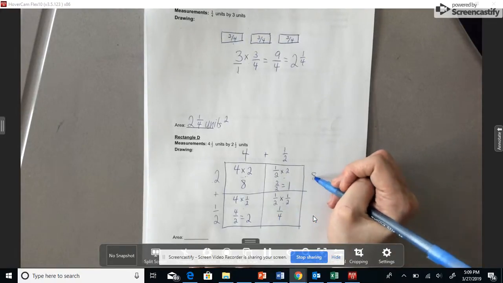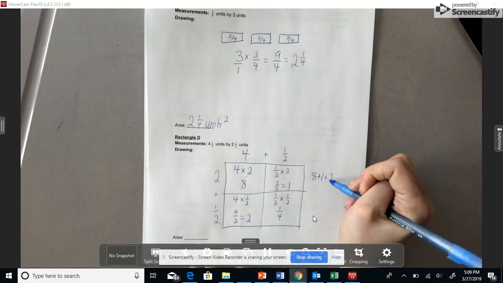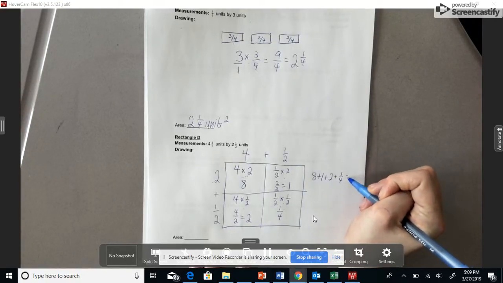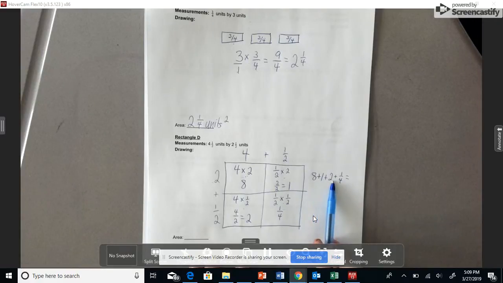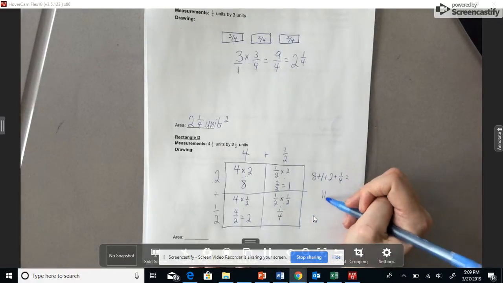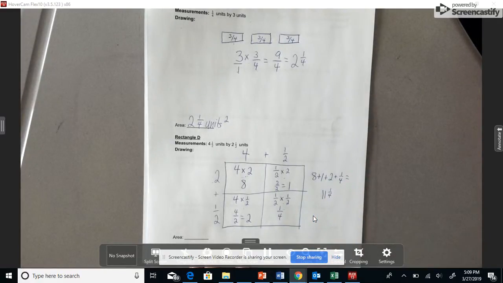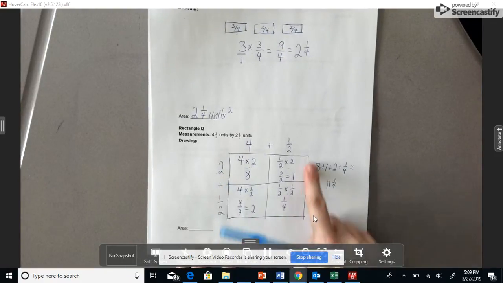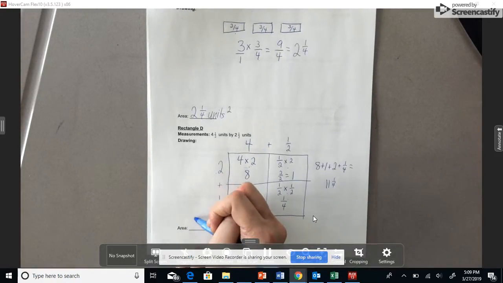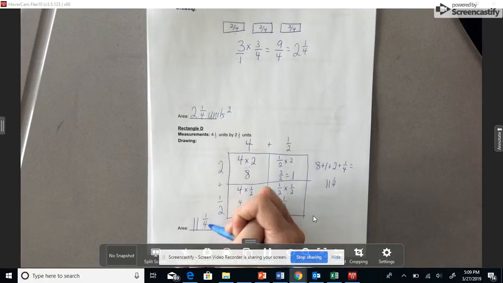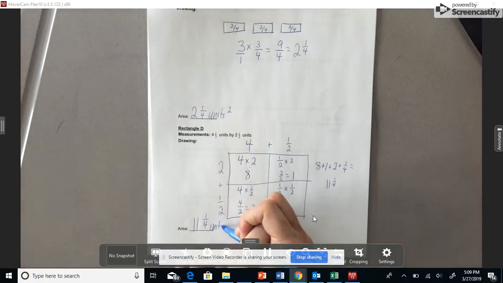So this is pretty easy to add. We have 8 plus 1 plus 2 plus 1/4. 8 plus 1 plus 2 is 11, and we have our 1/4. So our area of this entire rectangle would be 11 and 1/4 units squared.